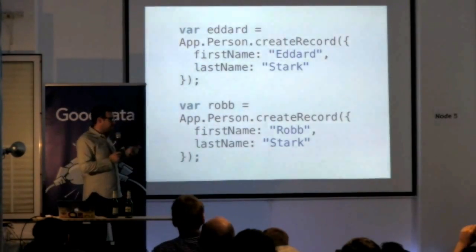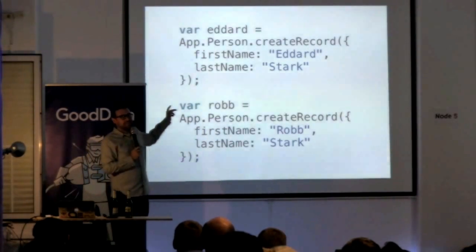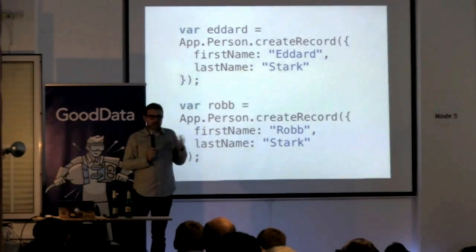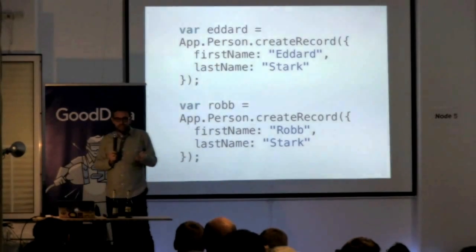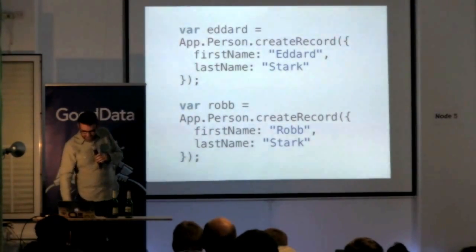And you might be saying, well, what about relationships? If you haven't read Game of Thrones, Ned is his dad, Robb is his son. So you might be saying, well, how do I set up those relationships on the client? Because most tools don't let me do this. Well, it's really easy. Check it out.